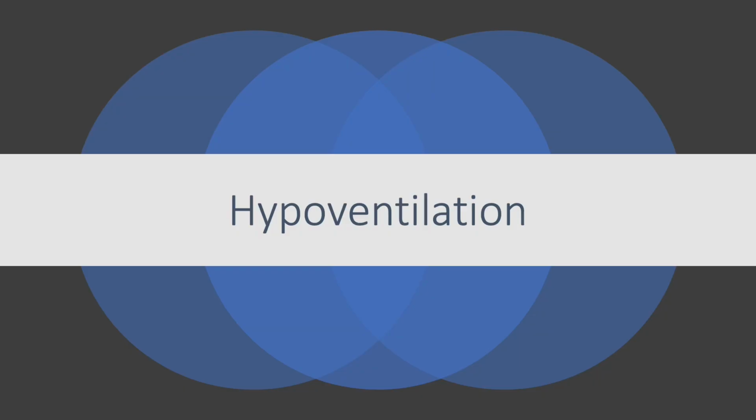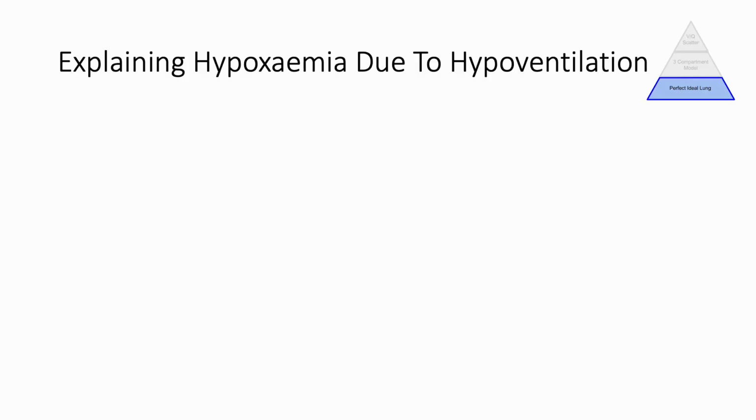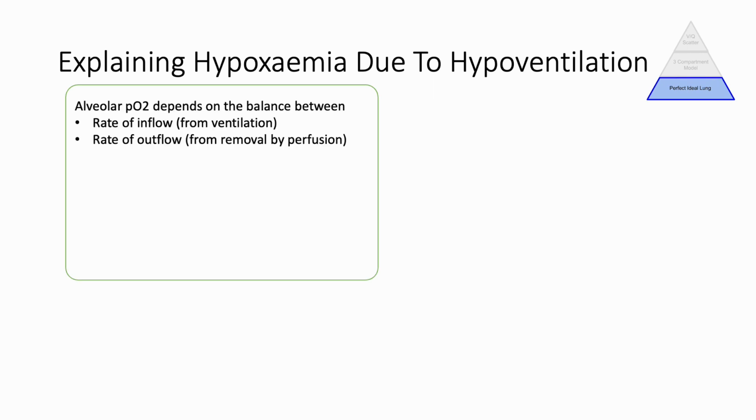The next mechanism of hypoxemia that we can explain using this very simple model is hypoventilation. There are two ways that we can explain why hypoventilation causes hypoxemia. The first way is that we can intuitively understand that the alveolar PO2 is going to depend on the balance between the rate of inflow of oxygen from ventilation versus the rate of outflow of oxygen from removal by perfusion.